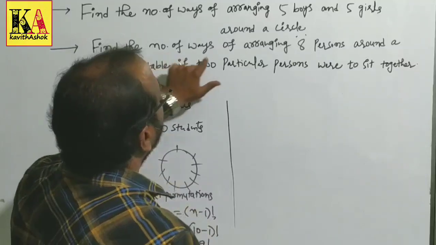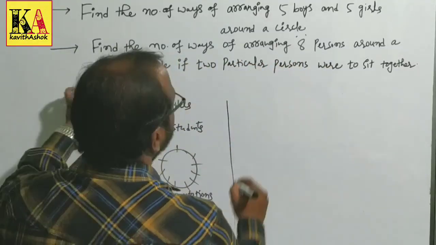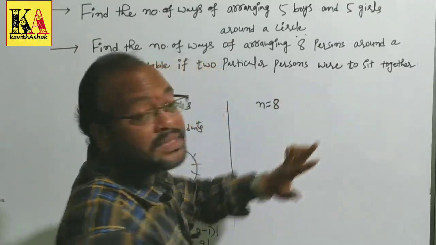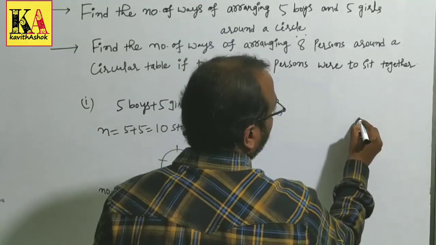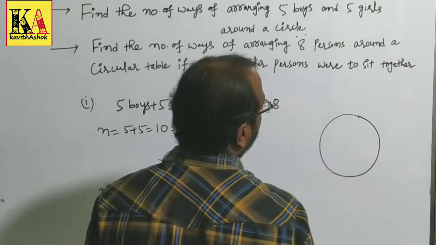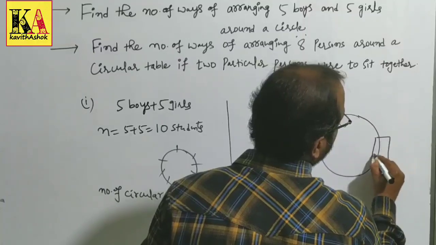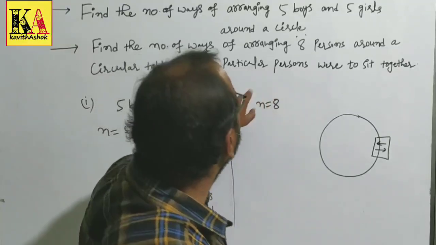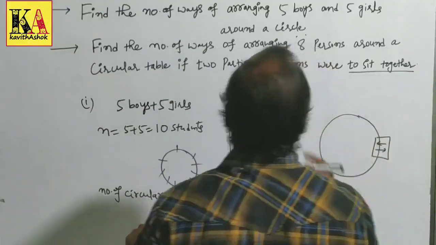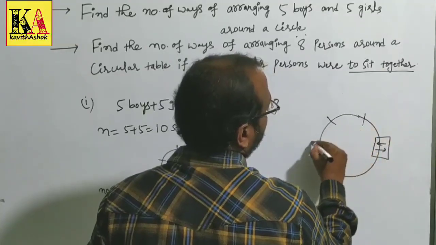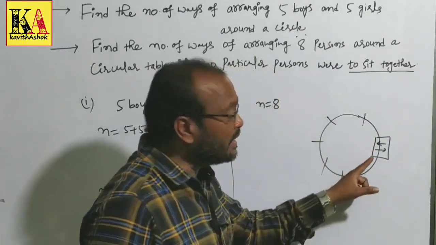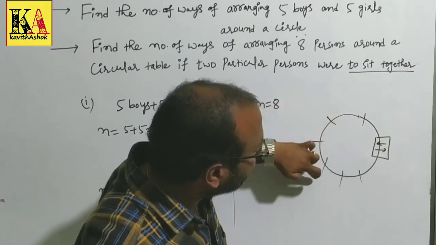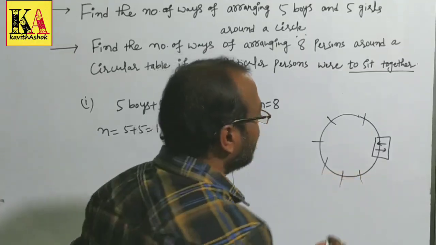Next. Find the number of ways of arranging 8 persons, so the n value will be 8, around a circular table if 2 particular persons sit together. Again we take a circle. Those 2 members we can consider as 1 unit, because the particular persons sit together. The remaining members are 6: 1, 2, 3, 4, 5, 6. Whenever we consider 2 persons as 1 unit, each remaining person acts as 1 unit.